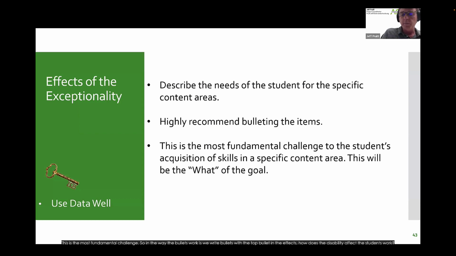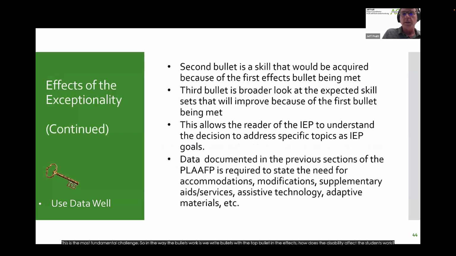This is the most fundamental challenge. So the way the bullets work is we write bullets with the top bullet in the effects. How does the disability affect the student's work? The top bullet is going to be the goal. The second 2 bullets are just going to back up the need for us to work on the first bullet. So we can look at that, the macro level, and we are trying to help the IEP reader understand why we're working on just one item.